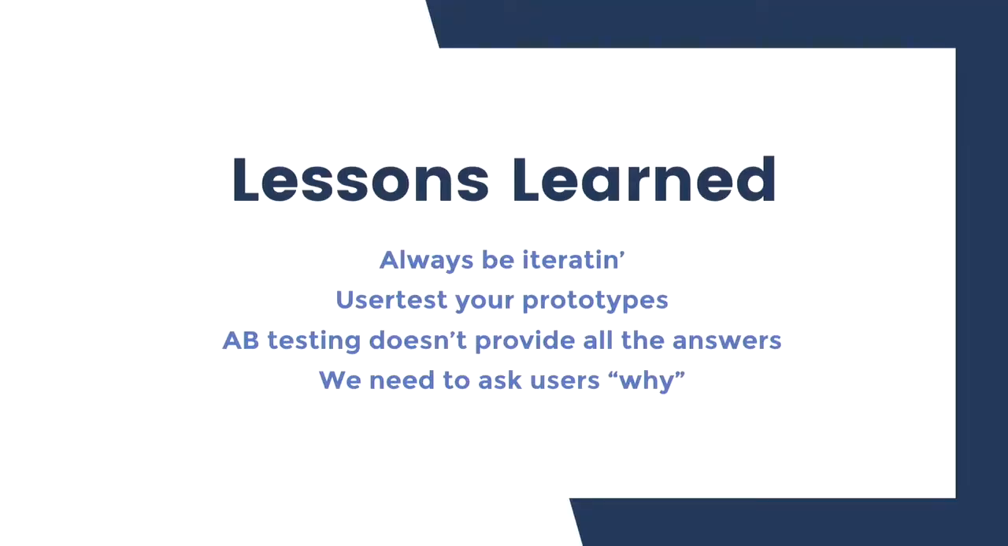From these tests, we learned that trying out one version wasn't enough. You really have to keep iterating on your ideas and continuously improve them. User testing your prototypes can be a great way to find the best version to then A-B test. We also didn't really get a lot of answers to why things have gone up, things have gone down, why? So we need to find better ways of actually asking our users, why? Why didn't this work for you?